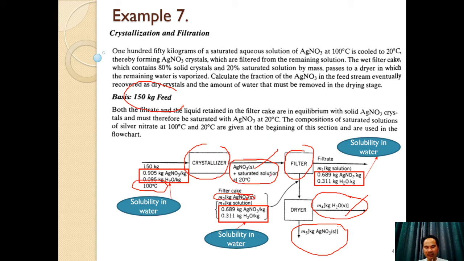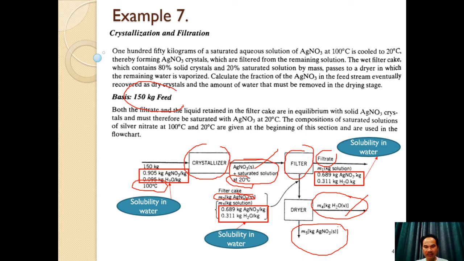We get the product, which is silver nitrate crystal and saturated solution. The saturation is equilibrium also, but equilibrium at 20 degrees Celsius. And also you send this product to the filter. The products of the filter are the filtrate and the filter cake. Filtrate is only liquid, and filter cake is liquid and solid. The filter cake is also in saturated solution. This includes solute and solvent at equilibrium, or solubility data.